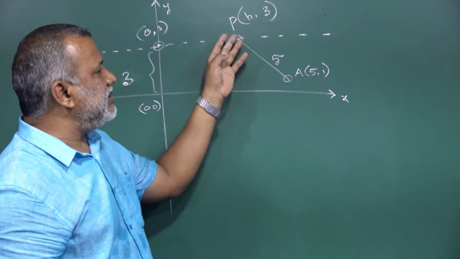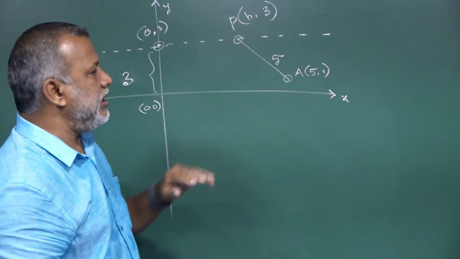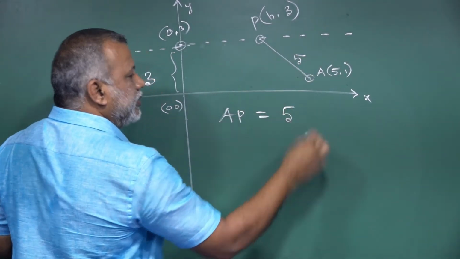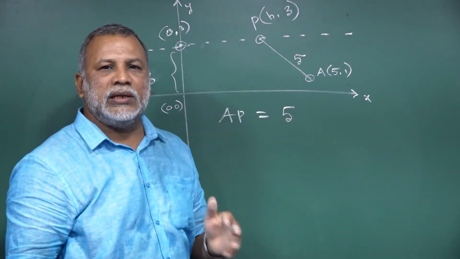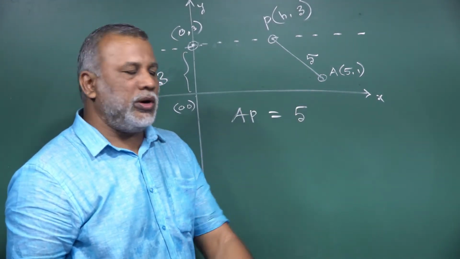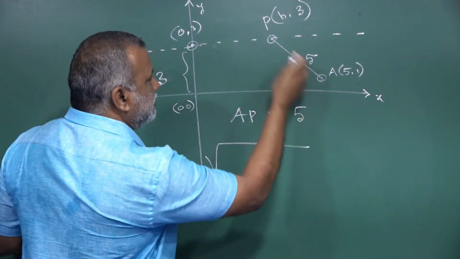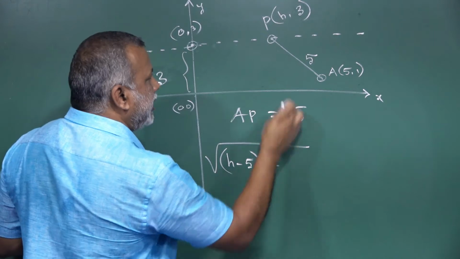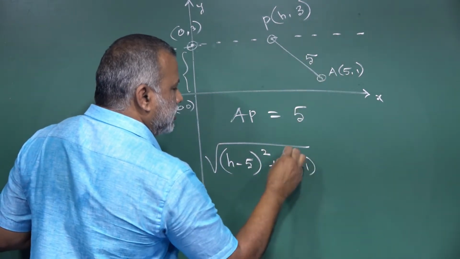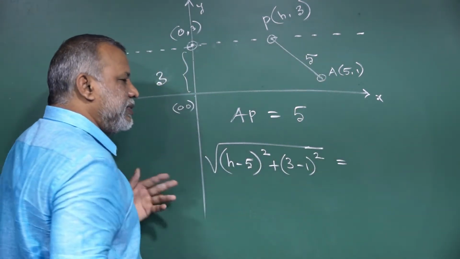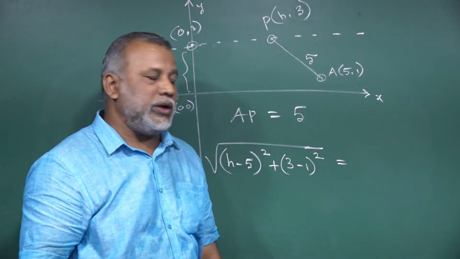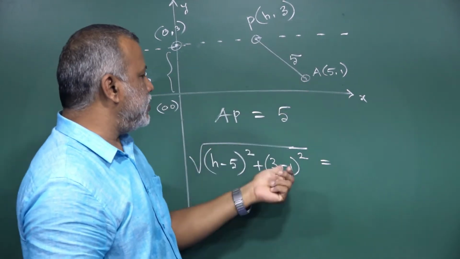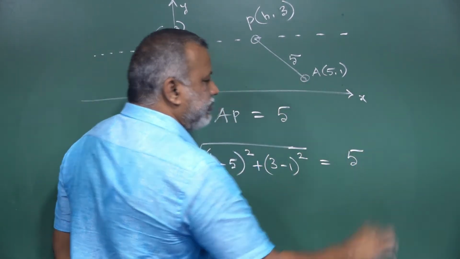Now listen. From this diagram, AP equals 5 units. What is the meaning of AP? It is nothing but the distance between 2 points: square root of h minus 5 the whole squared plus 3 minus 1 the whole squared. From your 10th syllabus onwards, you are using the distance between 2 points. So, h minus 5 the whole squared, 3 minus 1 the whole squared, and it is already given as 5 units.